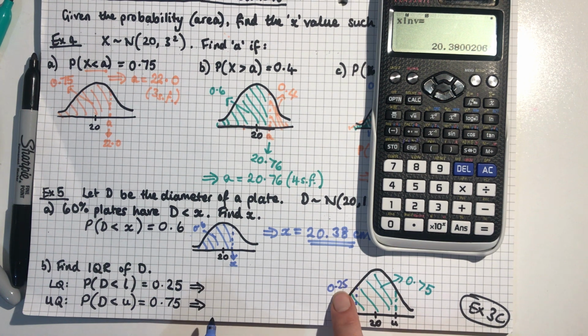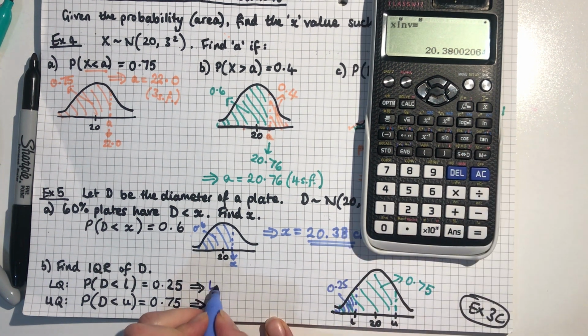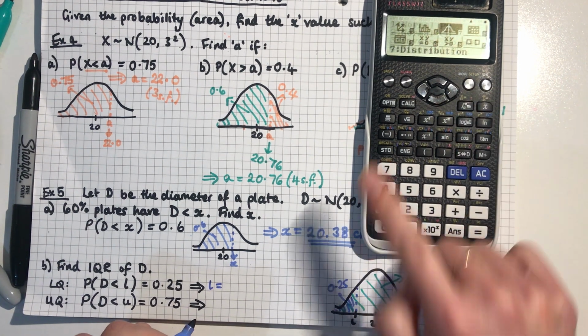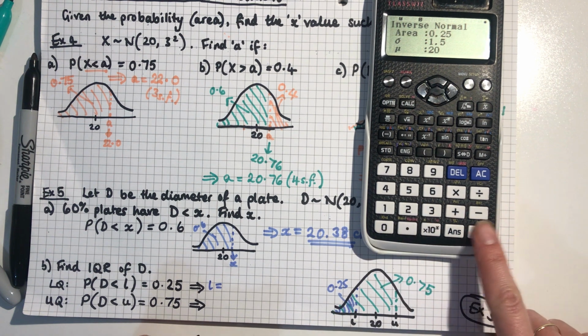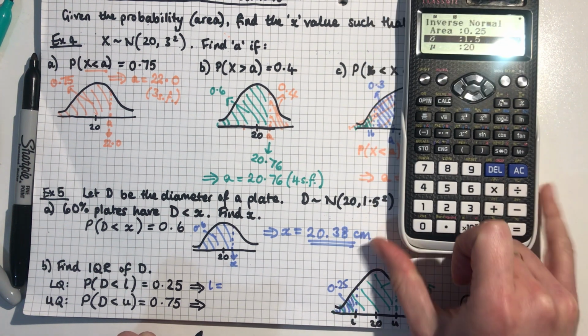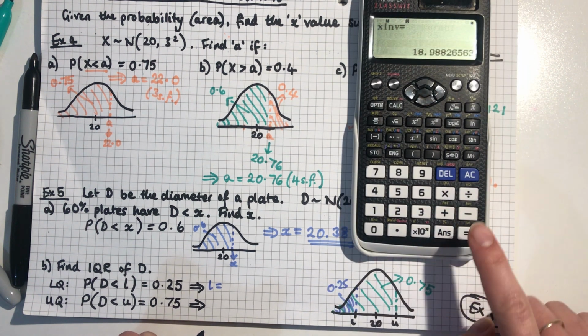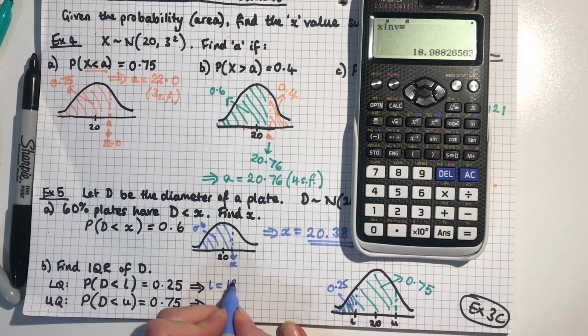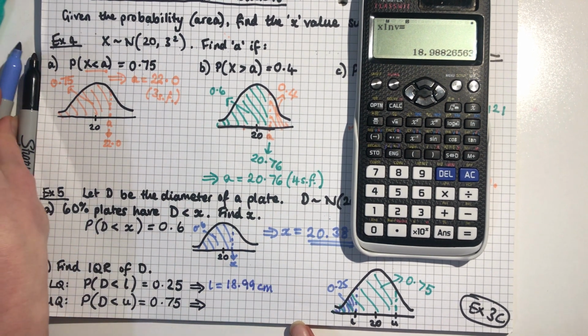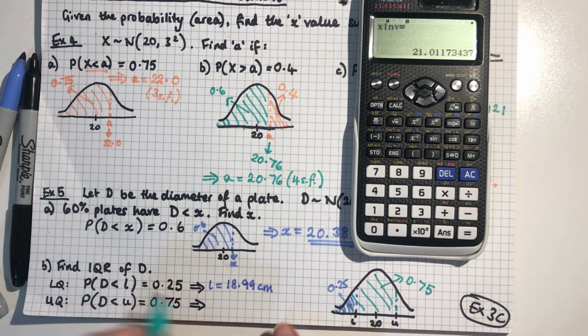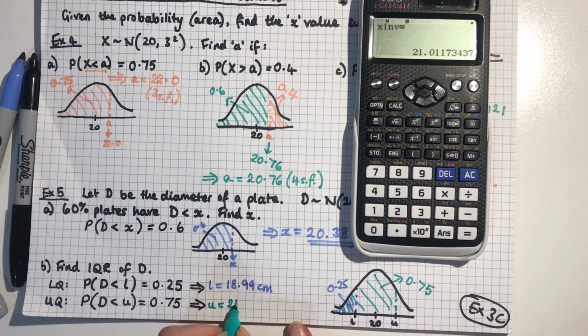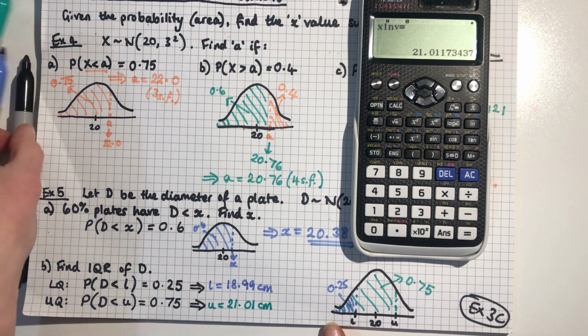We are finding the lower quartile first. So on my inverse normal, my area is 0.25. My sigma was 1.5, my mu is 20. And that gives me the lower quartile as 18.99 centimetres. But then for the upper quartile, we want an area of 0.75. And that gives me the upper quartile as 21.01 centimetres.